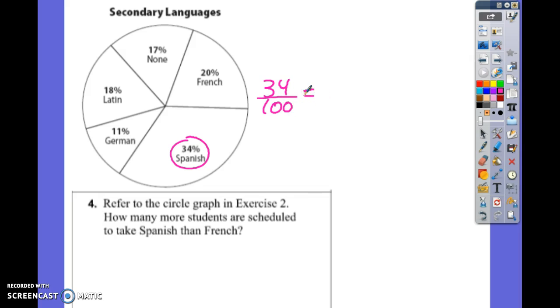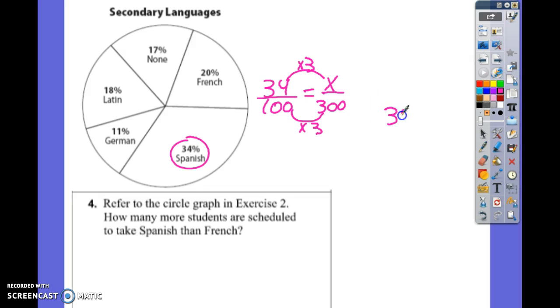We are looking for the part of students who are going to take Spanish, and our total students, we remember from question 2, is 300. Now you know that we can solve our proportion by finding our cross product and then dividing by 100 to isolate our variable. We can also use the fact that they are equivalent ratios. So we can see to get from 100 to 300 we multiplied by 3, so we can do 34 times 3 to get to the answer.